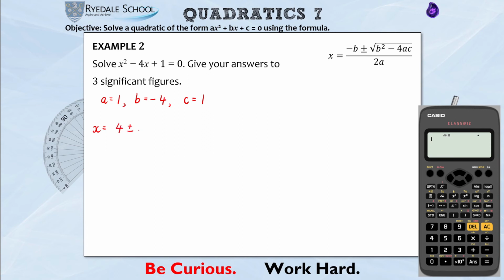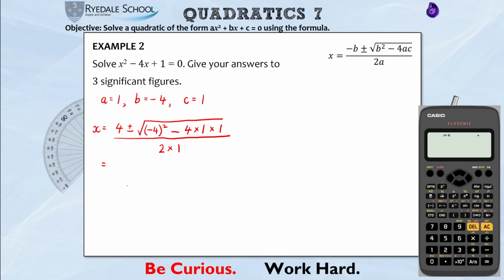Plus or minus the square root of, and I'll substitute each number in. I need to do -4 squared. I need to subtract 4 times A times C. Well, that's 4 times 1 times 1. And I'm dividing by 2A, which is 2 times 1.